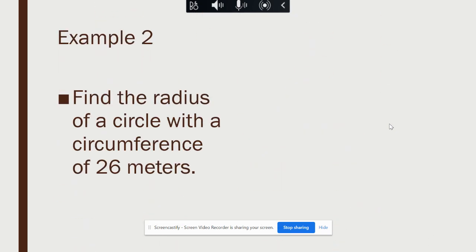Okay, example 2. Find the radius of a circle with a circumference of 26 meters. So again, our problem says radius. We're going to choose the formula that has the radius in it. So circumference equals 2 pi r. We are given the circumference this time, 26. So we're going to plug in the 26 for the circumference in C equals 2 pi r.